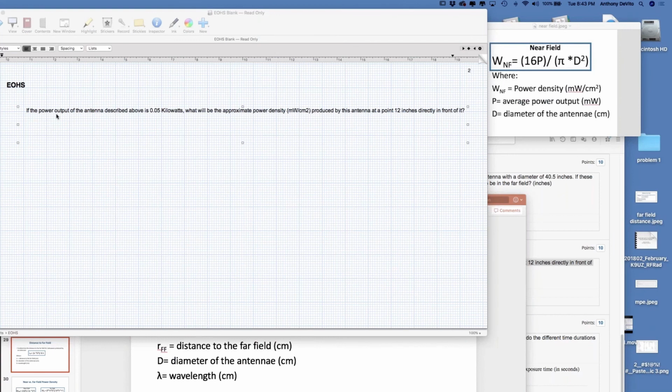Okay, if the power output of the antenna described in the previous problem, problem number 7, is 0.05 kilowatts instead of the 15 kilowatts, or 15 watts, or whatever it was that we were working with before, what will be the approximate power density in milliwatts per square centimeter produced by this antenna at a point 12 inches directly in front of it?